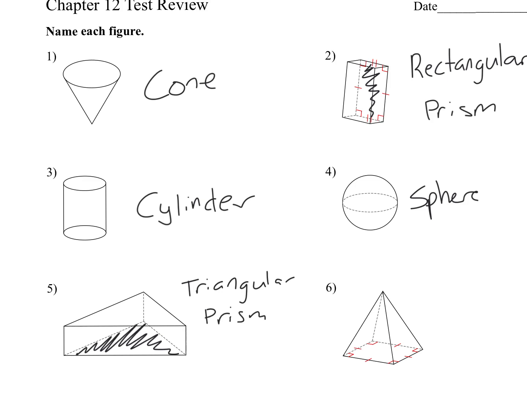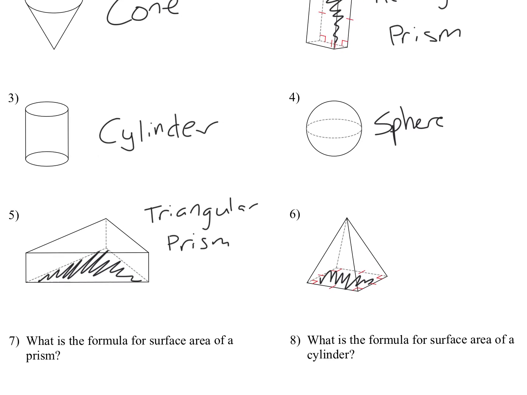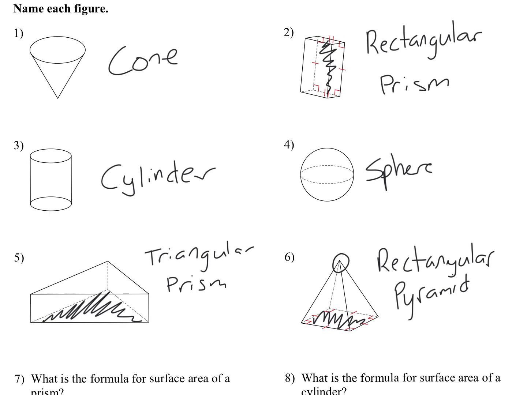Yep. And then last one, number 6, what's its base shape? Rectangle. Square or rectangle, what's a better name for it? Rectangular. Yep, rectangular. And then is it a prism or a pyramid? Pyramid. What gives it away that it's a pyramid? The point. Yep. It all goes to that same point. Okay. Any questions about the names of those shapes?